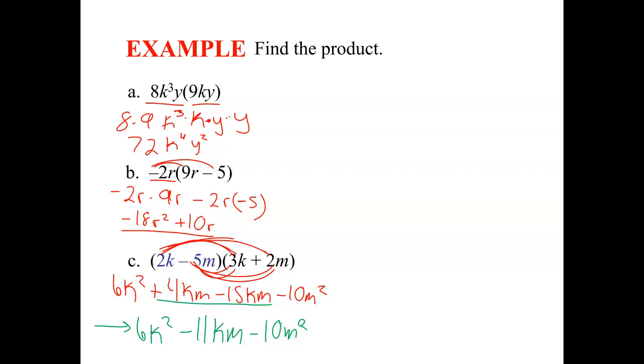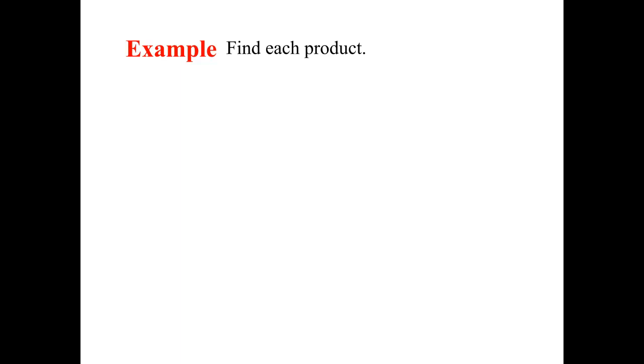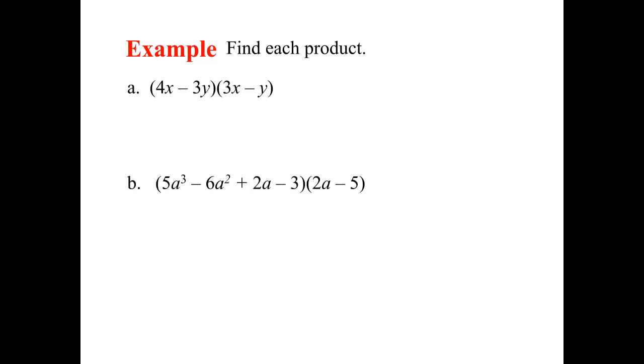Okay. Alright. Find each product. I'm going to skip the first one because it's very similar to the last one. I'm going to go straight to B. Alright, because now I've got this 4-term polynomial times the binomial. Same process, same idea. I just have to do it with every single term. So I'm going to have a lot more multiplication going on. So every term in that first polynomial will be multiplied by both terms in the binomial.